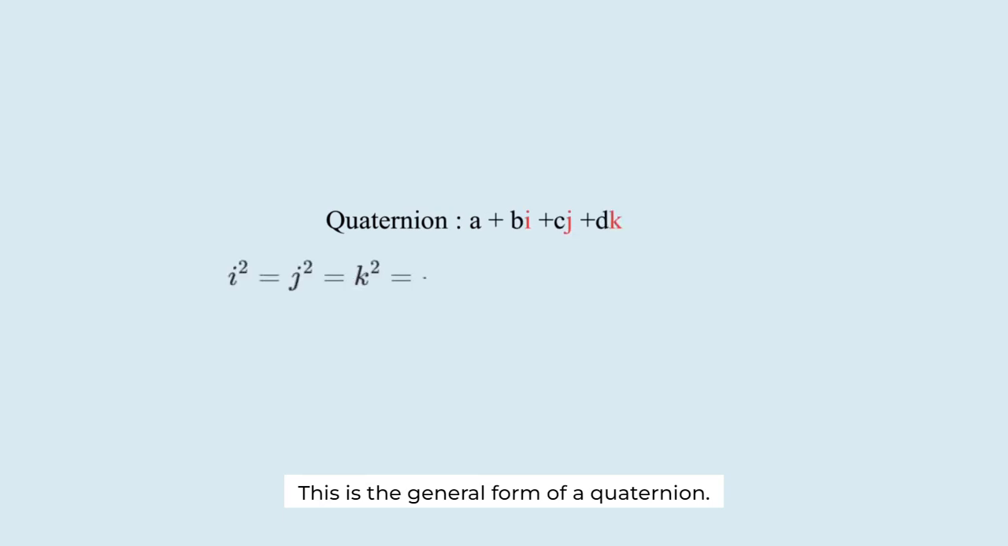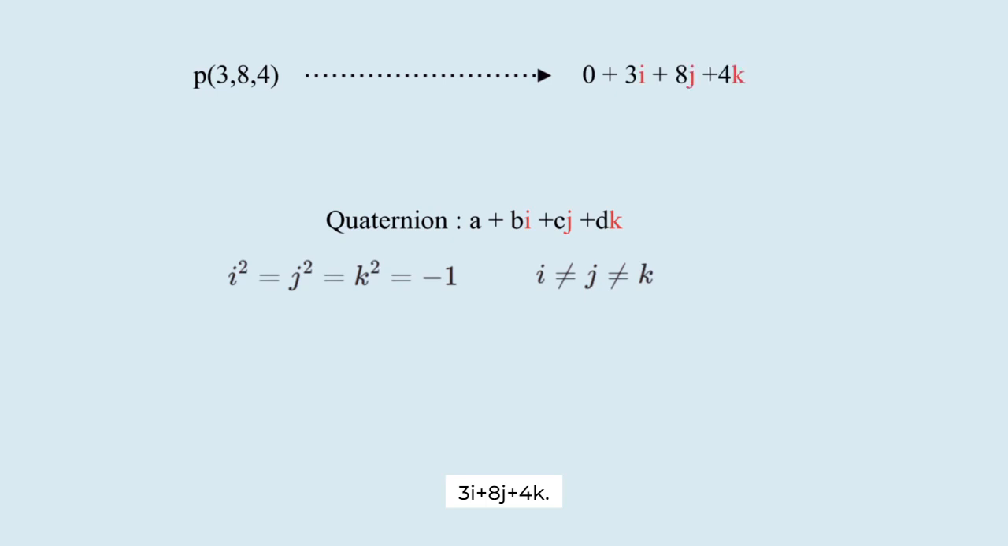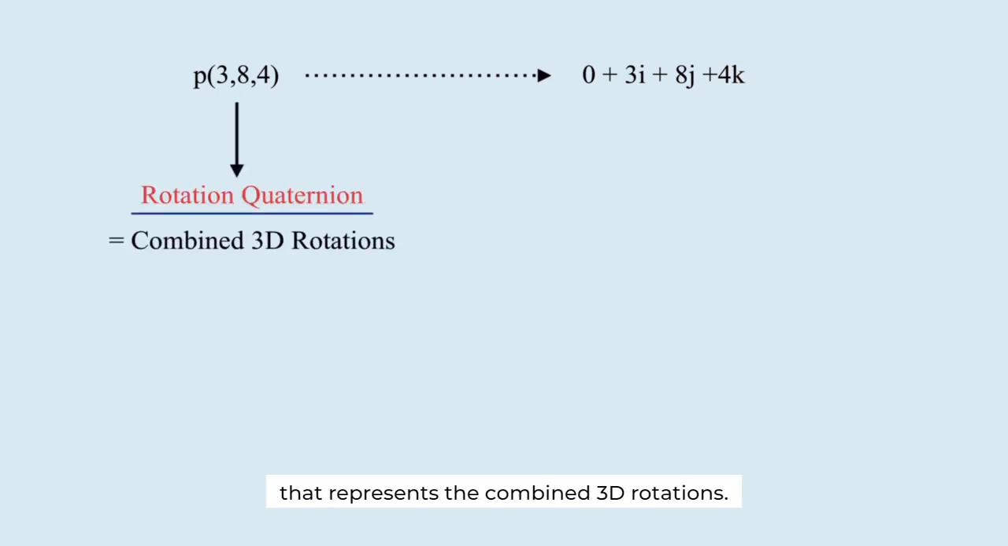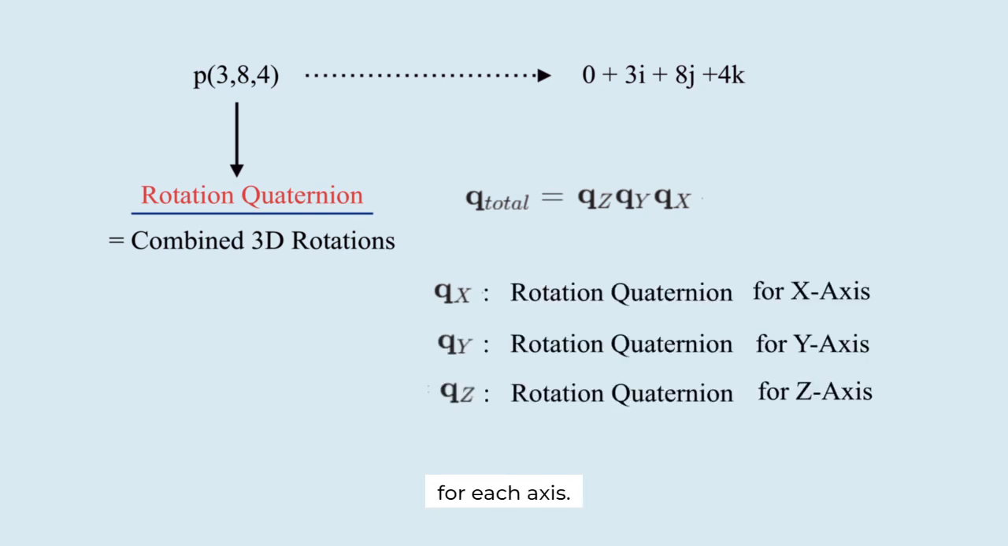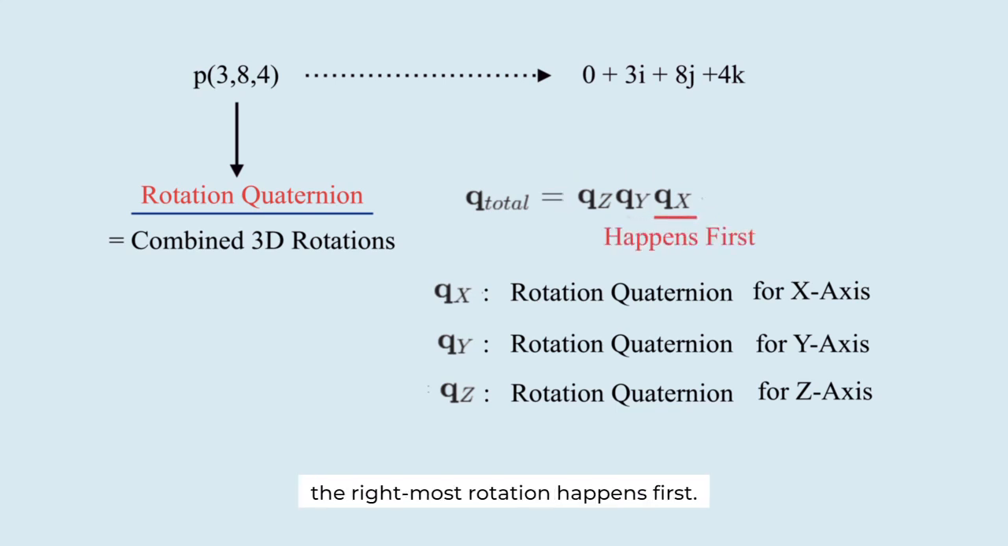This is the general form of a quaternion. The point P is expressed as a pure quaternion, 3i plus 8j plus 4k. The real part is 0. Next, we construct the rotation quaternion that represents the combined 3D rotations. The formula is Q total equals Qz times Qy times Qx. These are the rotation quaternions for each axis. Although quaternion multiplication is written left to right, the rightmost rotation happens first.